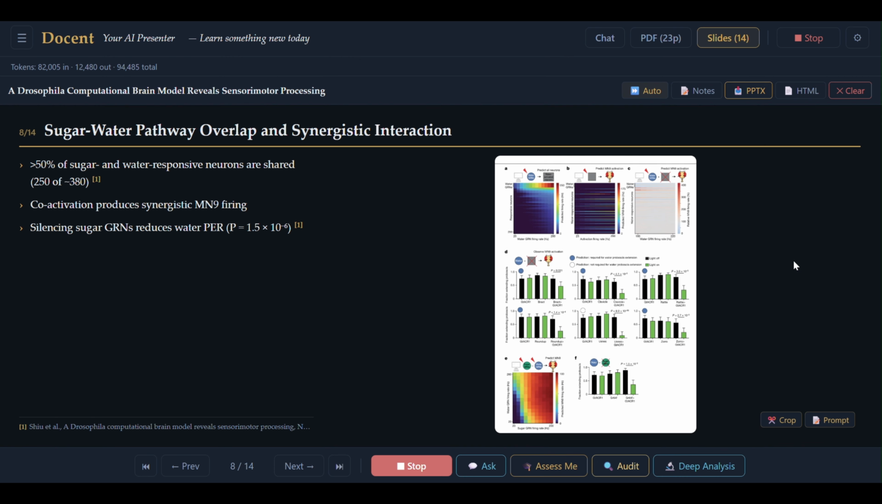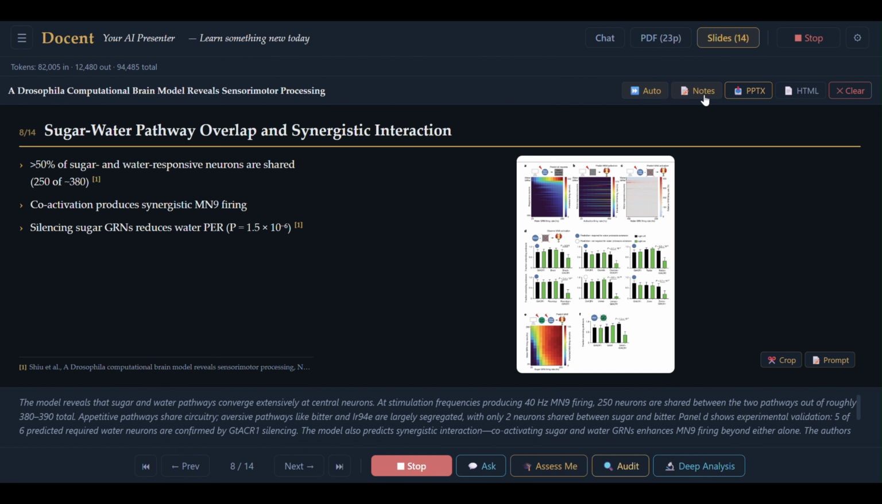Panel D shows experimental validation. 5 of 6 predicted required water neurons are confirmed by GtACR1 silencing. The model also predicts synergistic interaction. Co-activating sugar and water GRNs enhances MN9 firing beyond either alone.